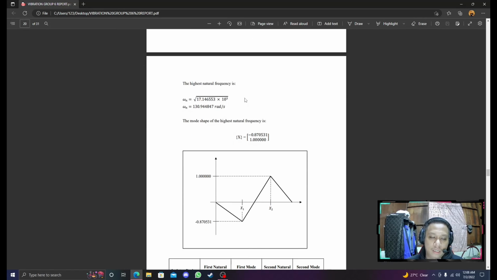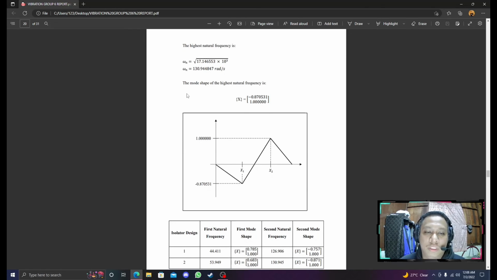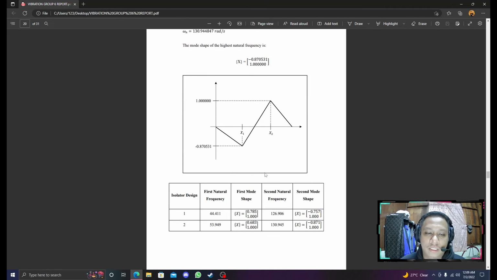The highest natural frequency is 17.146553 times 3, and you will get 130.944847 radian per second. And this is the mode shape of the highest natural frequency. And this is the graph.